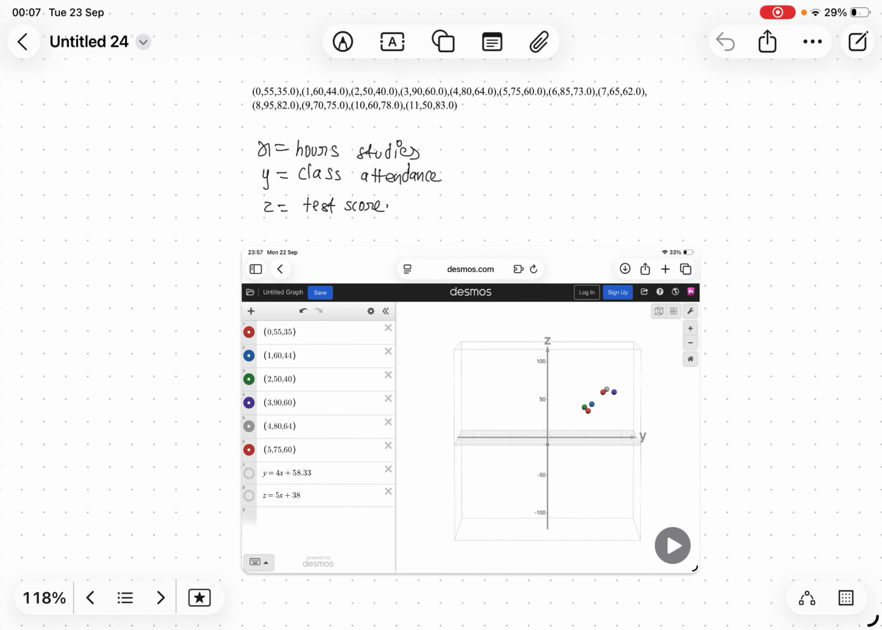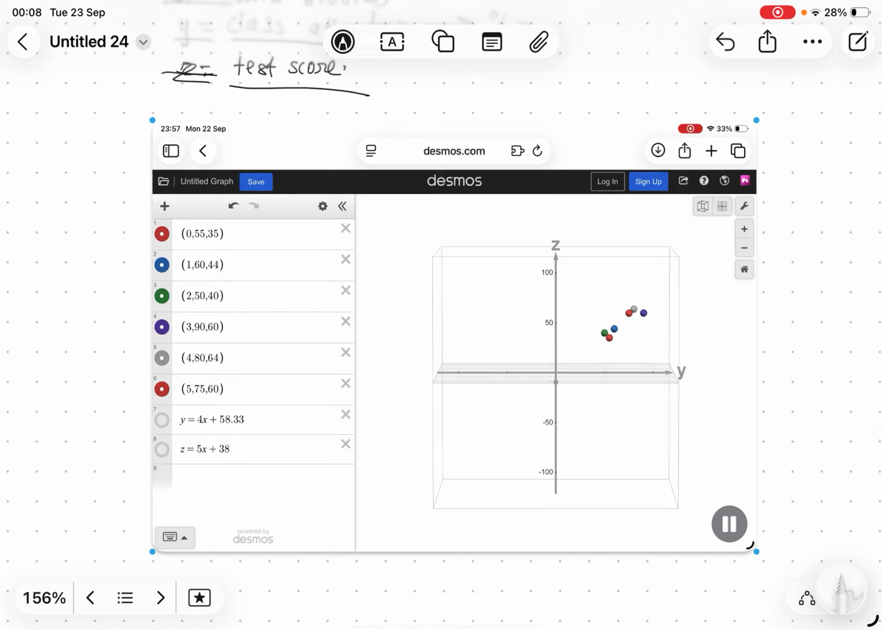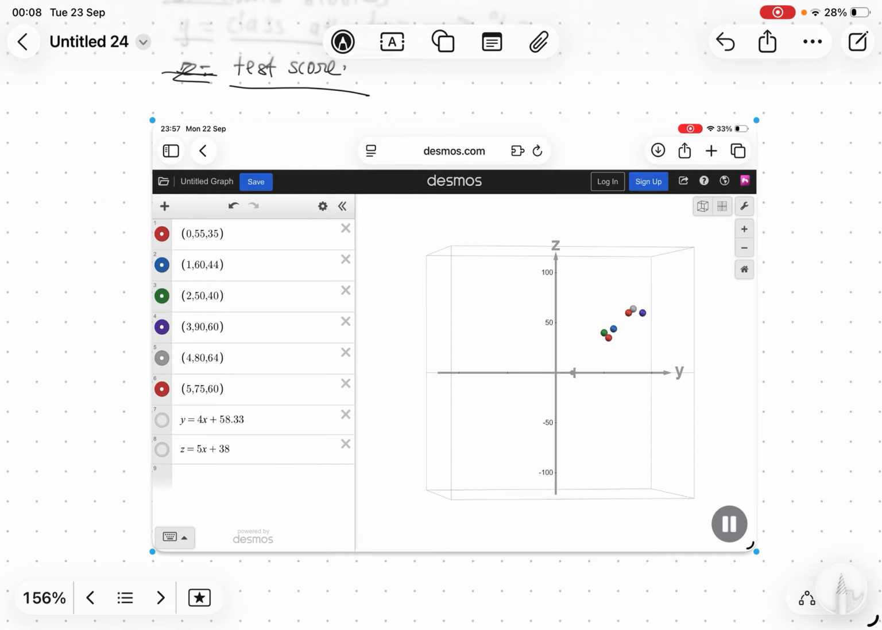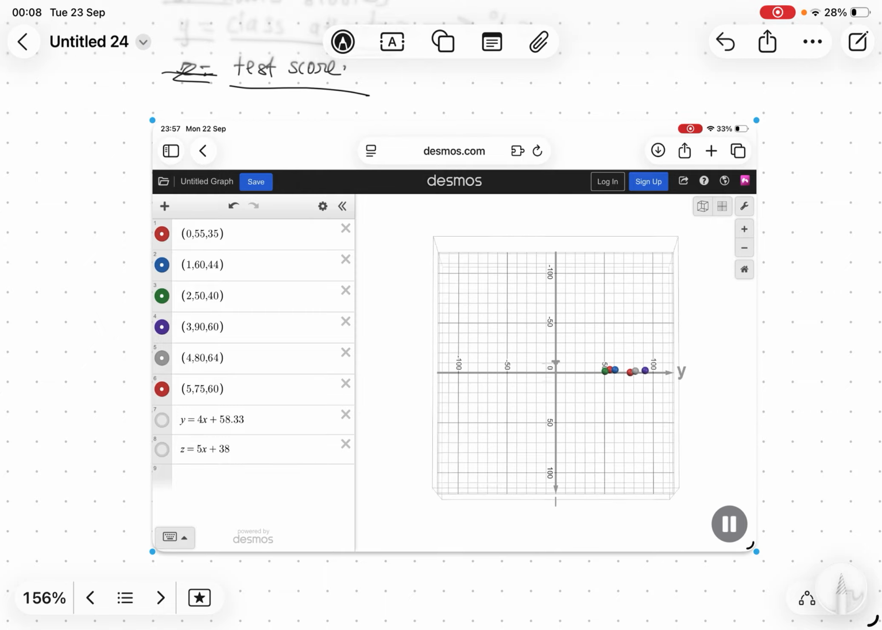So the next thing we'll learn about is linear regression in 3D. So I plotted these 3 variables. On the x-axis we plotted how many hours a student studied, on the y-axis how much the student was present in class in terms of percentage, and on the z-axis we collected the test scores, like the final output. So this is how the data looks. I have rotated it in all directions so you can get a feel of what it looks like from the top view.